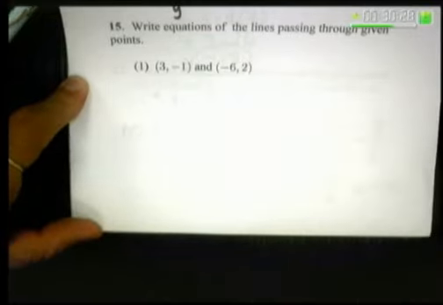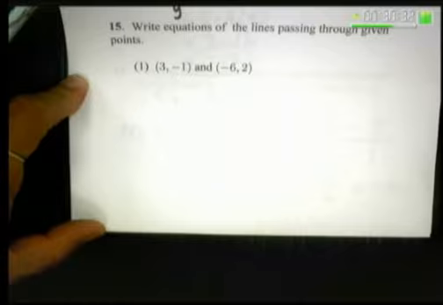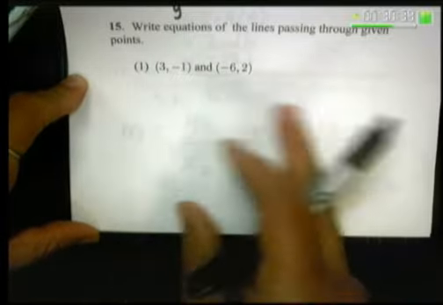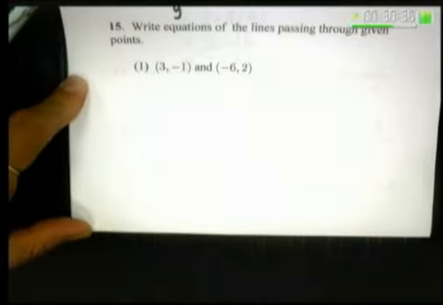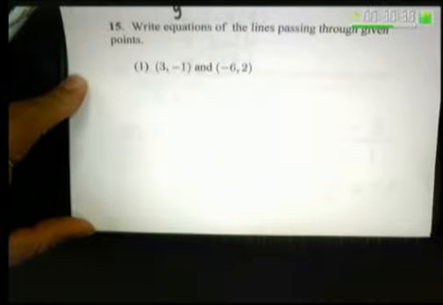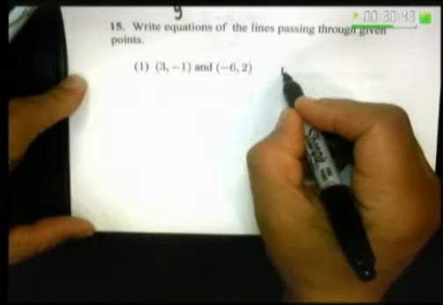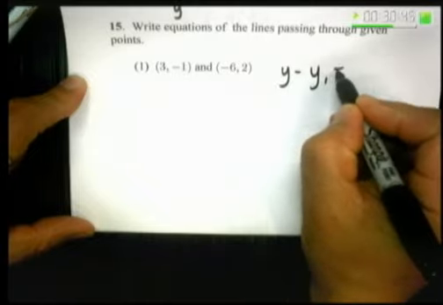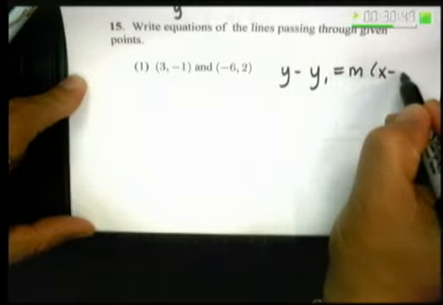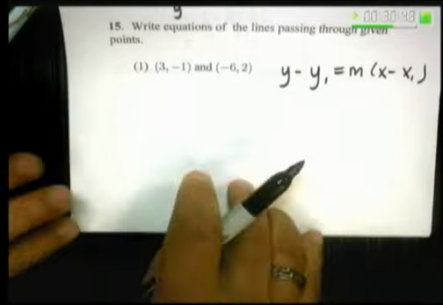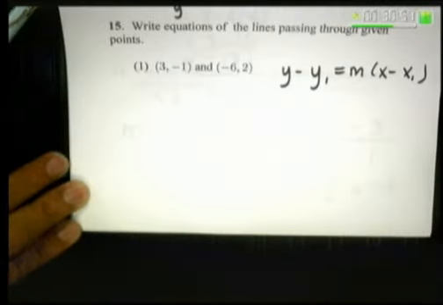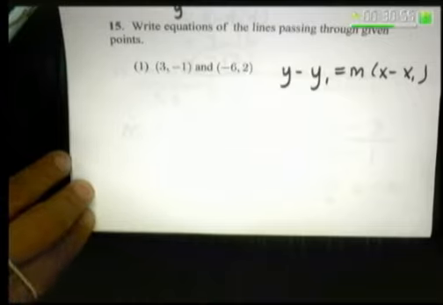Okay, section 15, number 1. They want you to write the equation of a line that passes through the given points. To write the equation of a line, we need the point-slope form of a line: y minus y1 equals m times x minus x1. You've got to remember that. Y'all seen that before? Yes. Okay, all right, here we go.